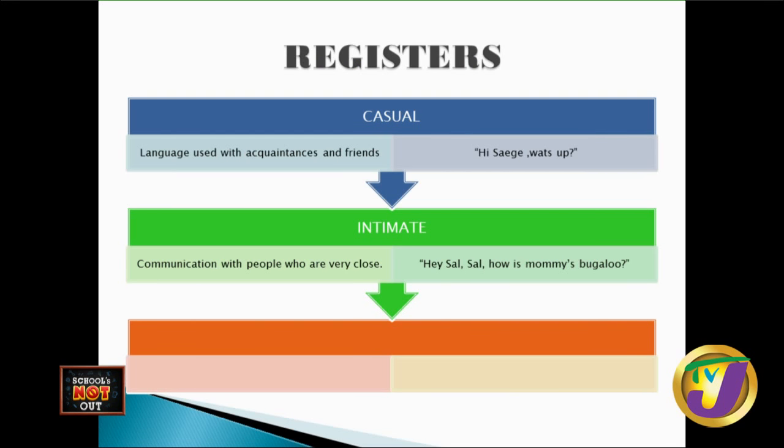So my example says, hey Salsal, how is mommy's Boogaloo? So Salsal is short for the person's name, and Boogaloo is unique. Once you hear the word Boogaloo, you know that's you. So that's what we call the intimate register. Vocab is particularly unique to certain persons.